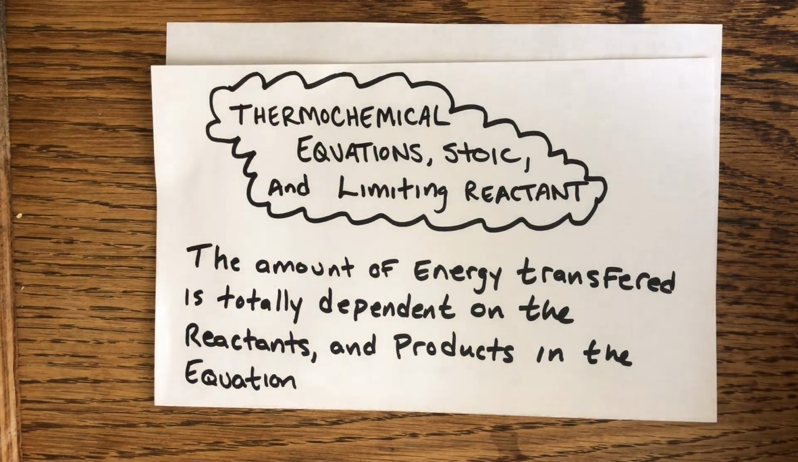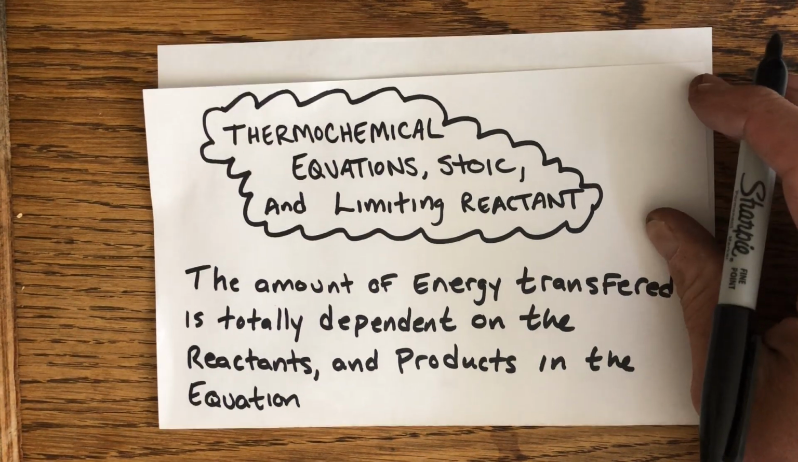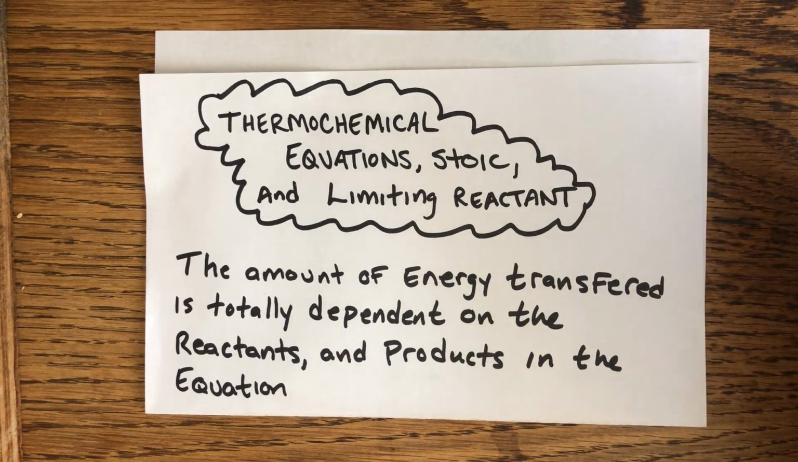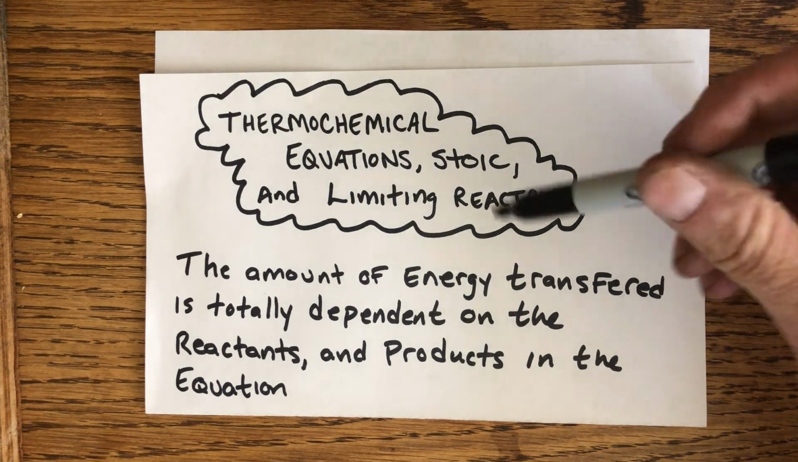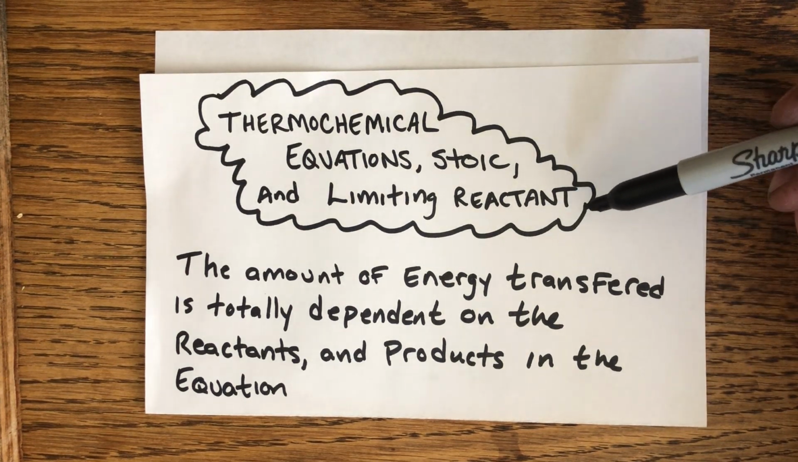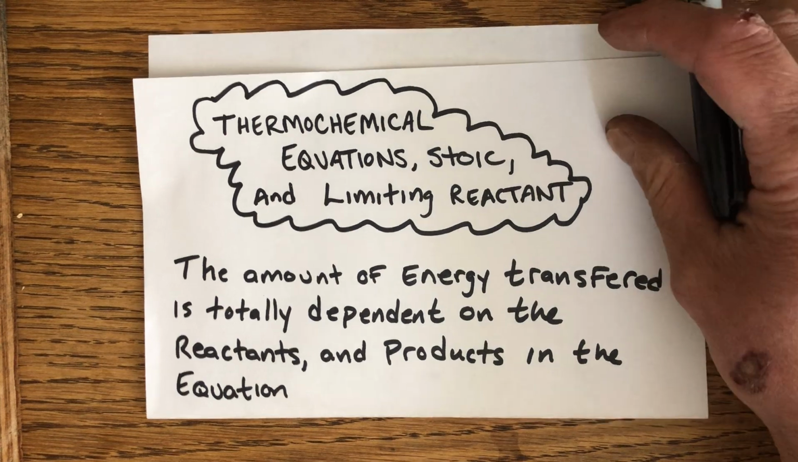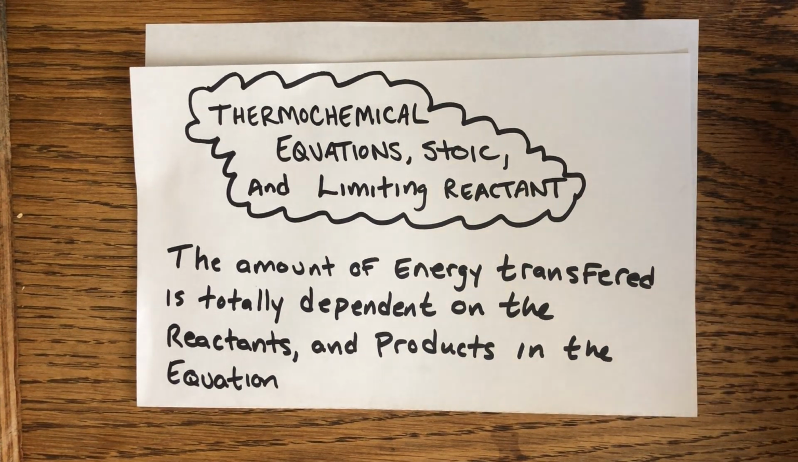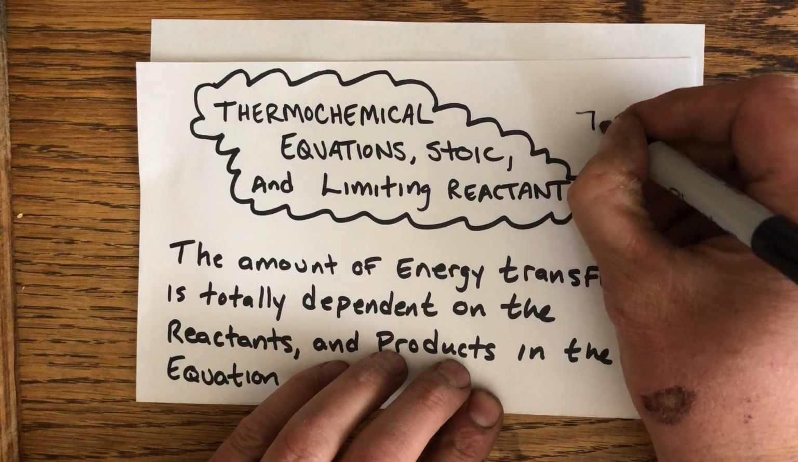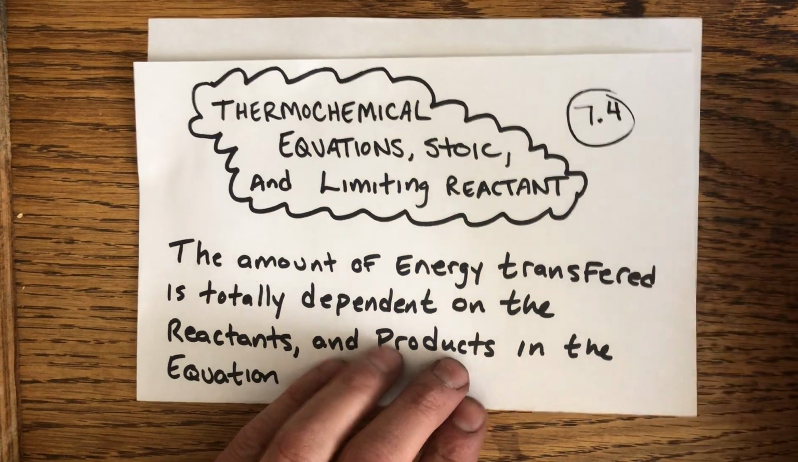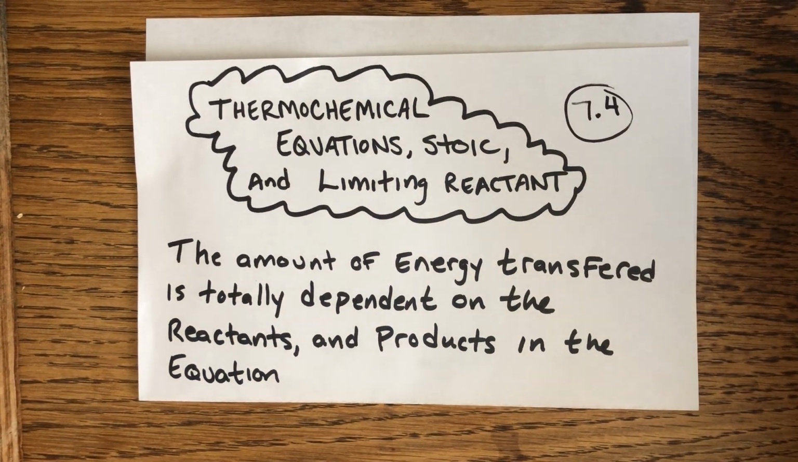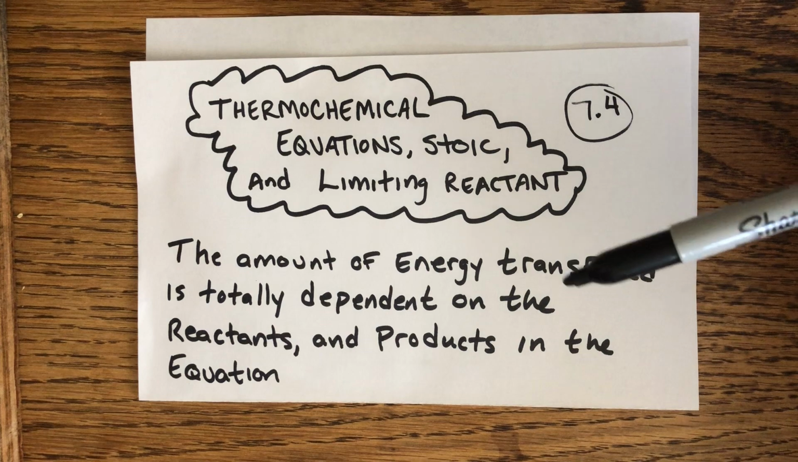All right, everybody, we are back to your favorite topic, which is stoichiometry. And today we're talking about stoichiometry and thermochemical equations, and in particular, your very favorite limiting reactant style problems. And so this is designed to help you guys get through 7.4, the practice sheet that is assigned to you for this week. Okay, so let's just remember kind of what this stuff means.